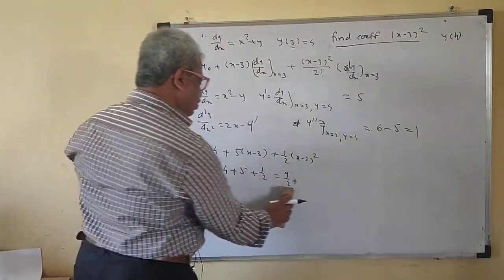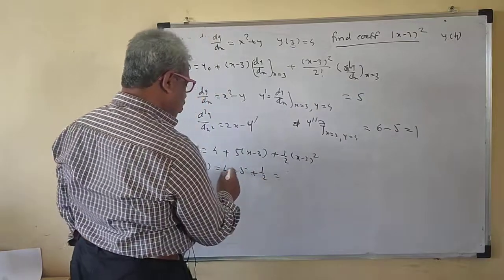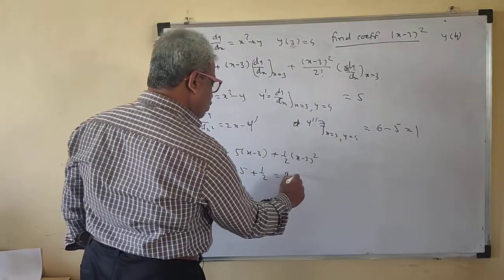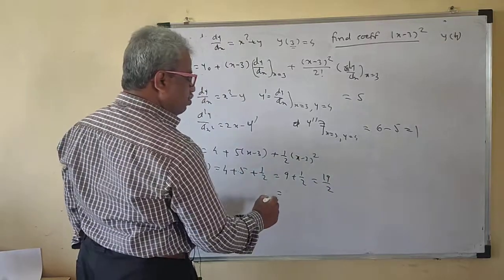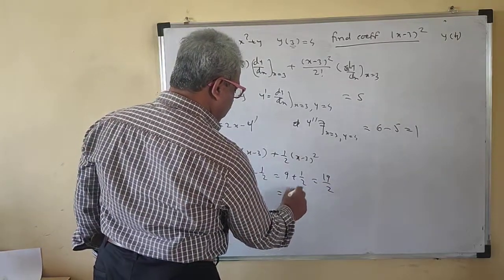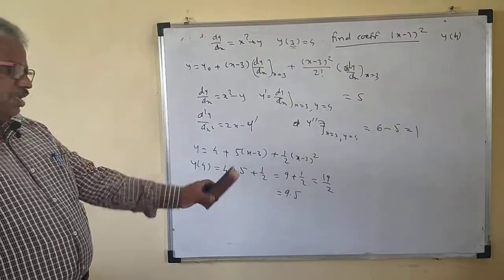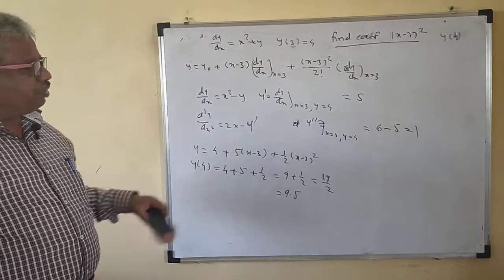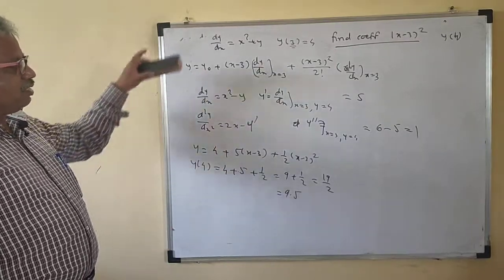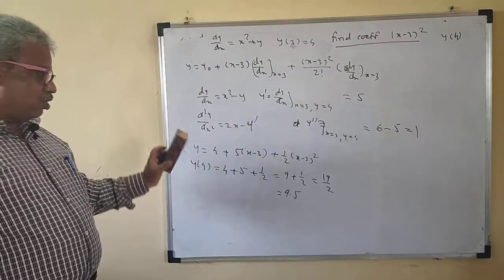So this is not 9 by 2. This is 9 plus 1/2, so 18 plus 1, this is 19 by 2, which is 9.5. Easily you can find the value of this. Within 1 minute actually you can do this. If you have practice, you can do this within 1 or 2 minutes.